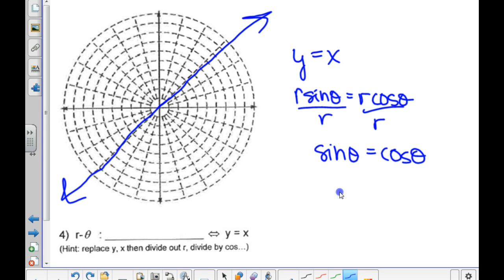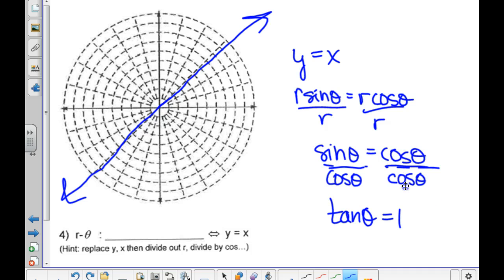Where does that happen? At the 45-degree angle. If I divide both sides by sine, actually, I'd rather divide by cosine. Boy, I'm not getting this right first try anything today. If I divide both sides by cosine, sine over cosine is tangent. Cosine over cosine is 1. So where's the tangent 1? All along that line, right?